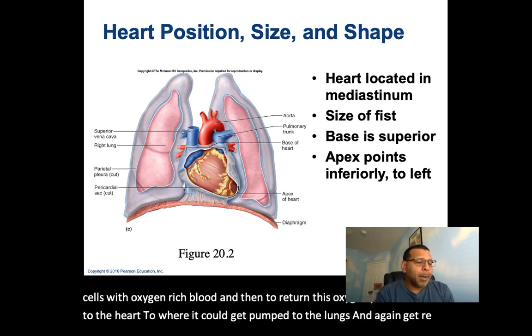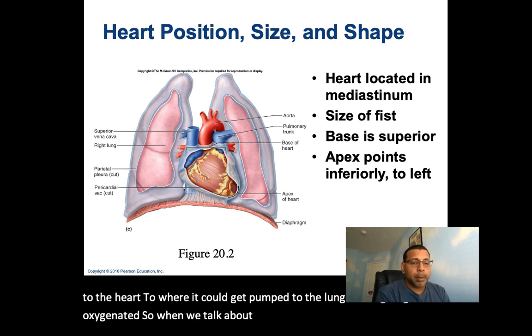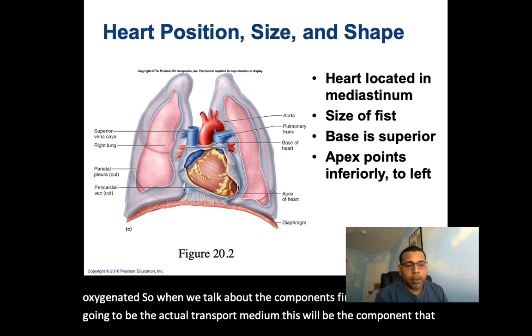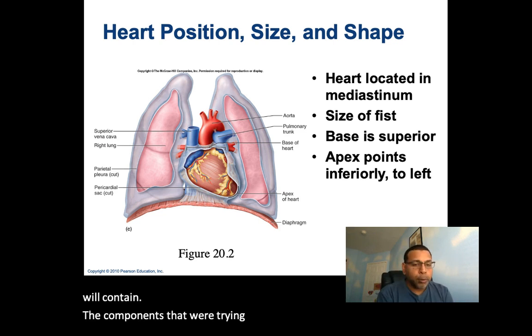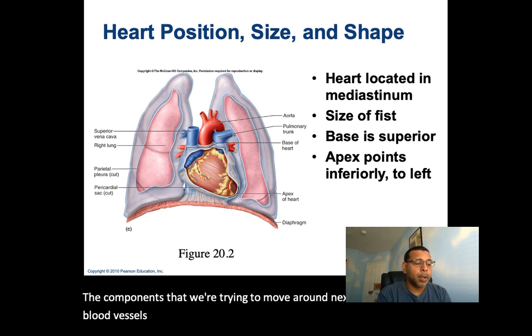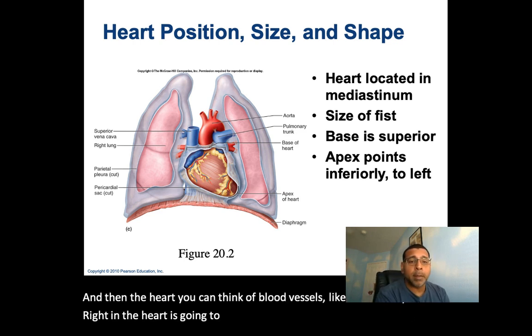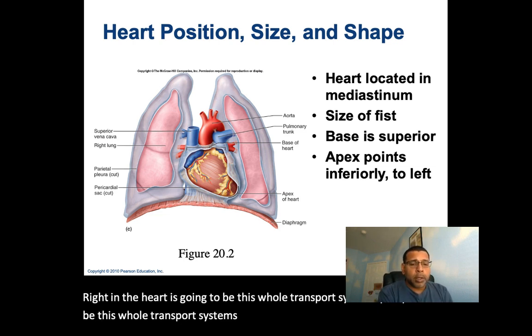So when we talk about the components, first we have blood. Blood is the actual transport medium. This will be the component that contains the things we're trying to move around. Next, we have the blood vessels. The blood vessels are the delivery routes. You can think of the blood vessels like the freeways. And then the heart is this whole transport system's pump. So let's go through and talk about the heart.